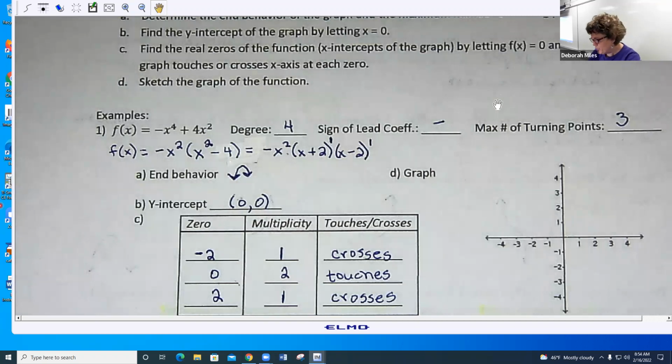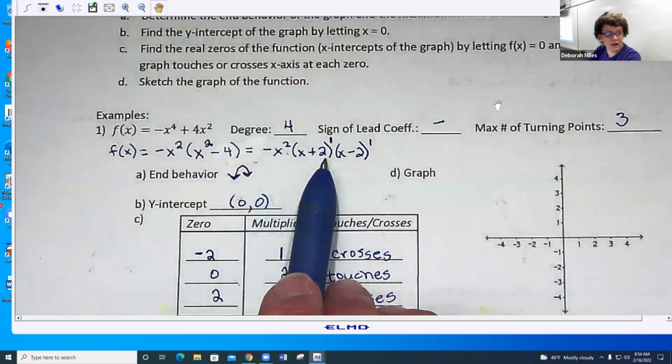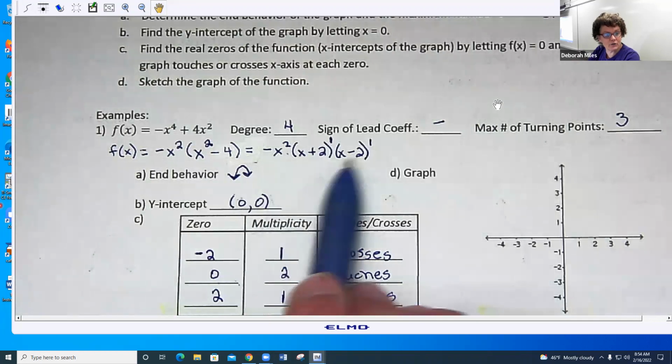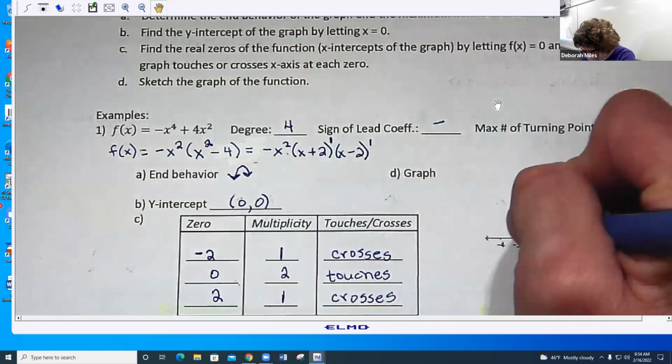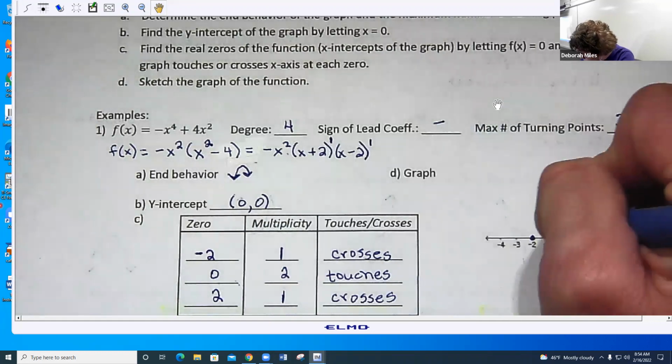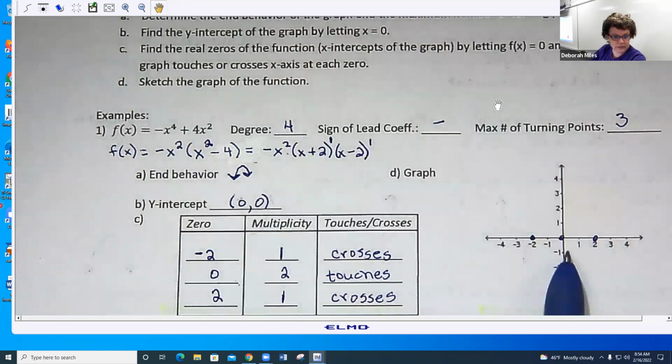Now, it took us a few minutes to write all this down because I asked you to write it down. I asked you to show your work. But if I had not asked you to show all your work here, really all you had to do was factor the polynomial so that you could see its zeros. And go ahead and plot those zeros, -2, 0, and 2. The y-intercept was 0, 0. I already have that plotted.